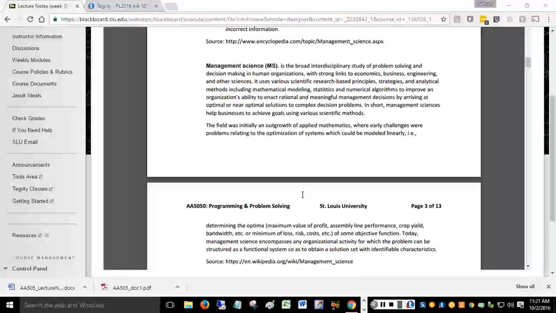So management science is a very broad interdisciplinary study of problem solving and decision making in human organizations. It has very strong links to economics, business, engineering, and many other sciences. It uses various science research-based principles, strategies, and analytic models, including mathematical modeling, statistics, and numerical algorithms to improve an organization's ability to enact rationally and meaningfully management decisions.